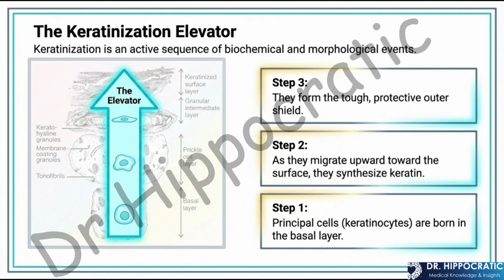So the time it takes for a cell to be born in the basal layer, travel up the elevator, become a dead keratinized squame, and eventually shed off into the saliva is approximately 10 to 12 days. That is incredibly fast. Compare it to the epidermis of your skin, which takes roughly 28 to 30 days for complete turnover.